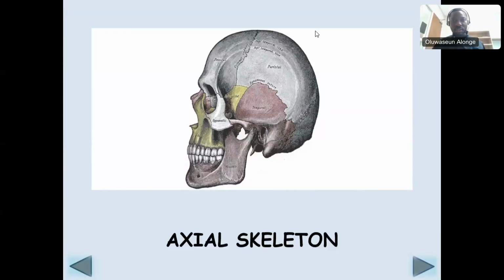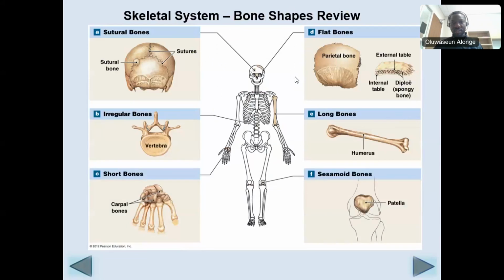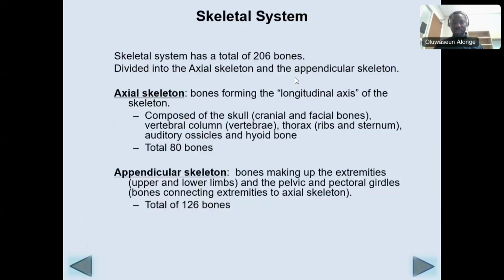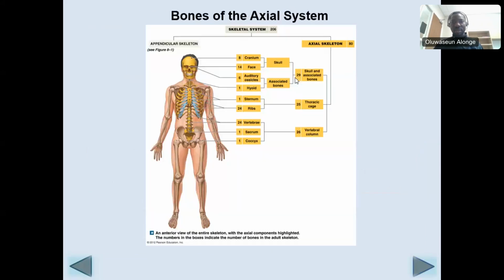This is chapter 7, and I'll be starting with the axial skeleton. Now, the axial skeleton is the skeleton that makes the axis of the body. Those are the bones that make the major axis of the body. So when you look at this skeleton here, the axial skeleton is the one in yellow.